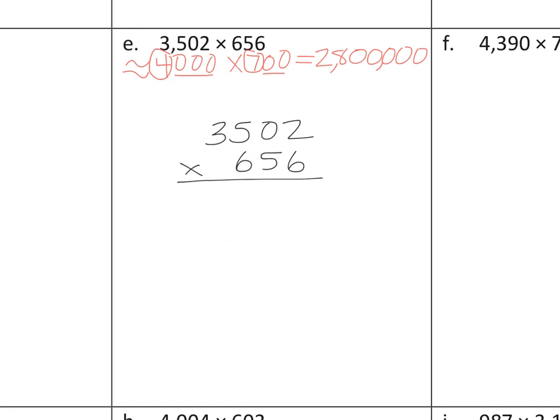So we're going to go ahead and multiply the 6 times the 2. That's 12. Bring down my 6, carry my 1. 6 times 0 is 0, plus 1 more is 1.